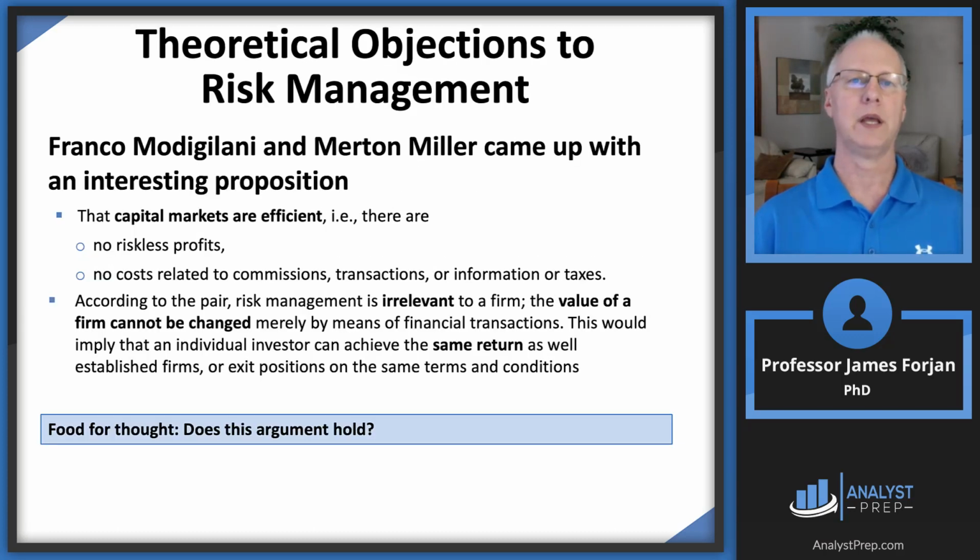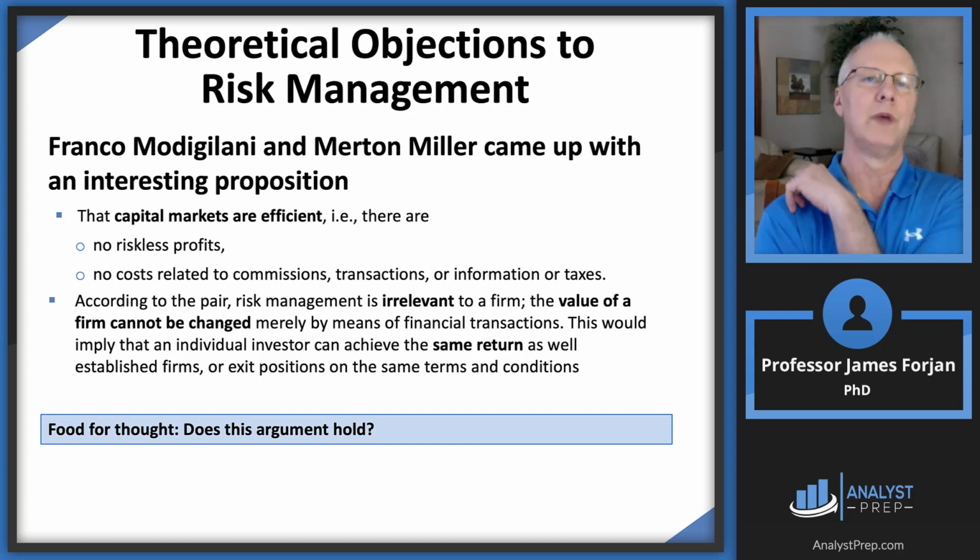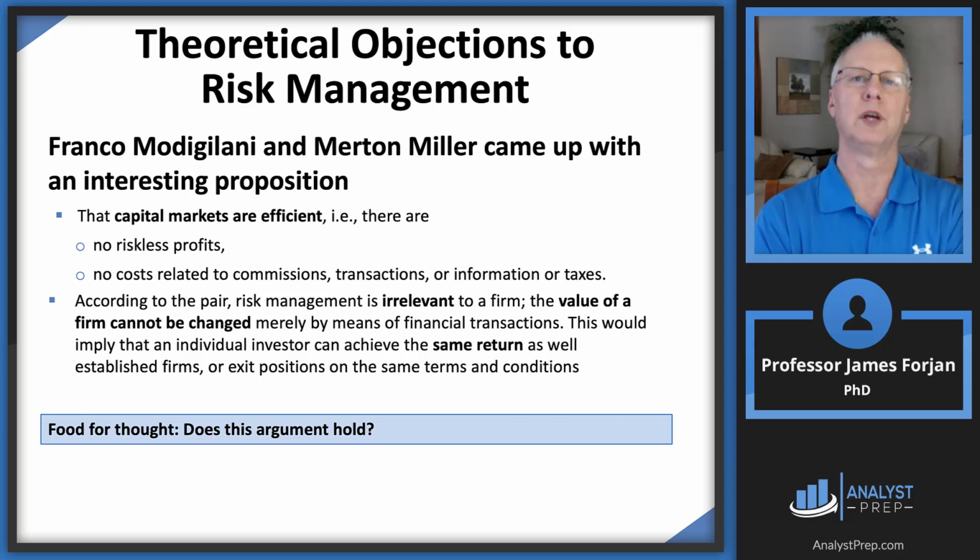Now, the chapter begins with an interesting little part in which the reader is asked to consider the simple fact that perhaps risk management is not necessary. So these are called theoretical objections to risk management. What we need to do is get a little bit of a history lesson here. Let's go all the way back to 1958. There were these two economists, Franco Modigliani and Merton Miller. They are among the two who are known as the fathers of modern finance.